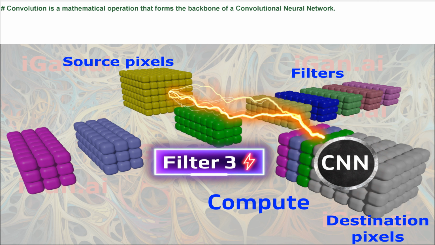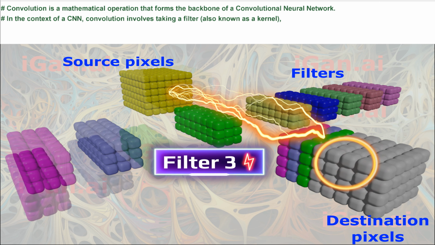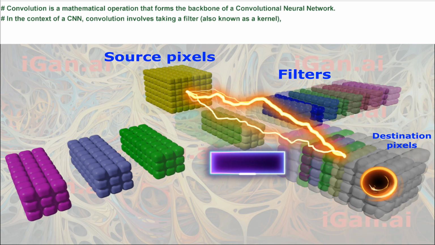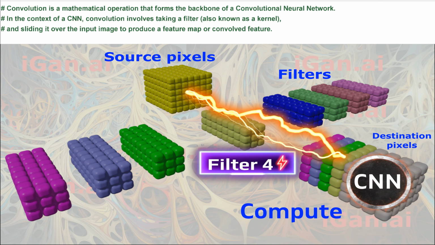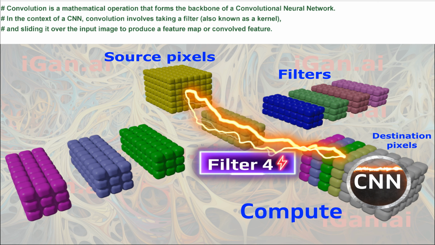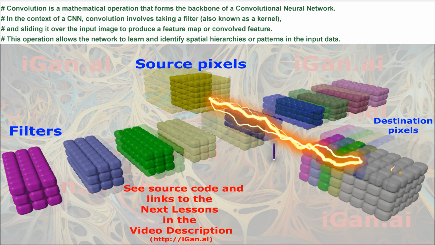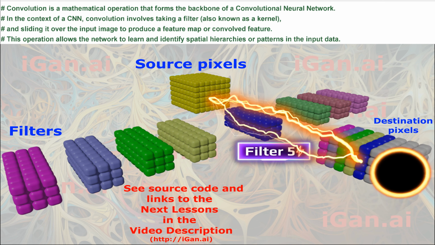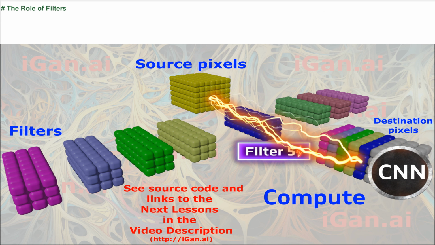Convolution is a mathematical operation that forms the backbone of a convolutional neural network. In the context of a CNN, convolution involves taking a filter, also known as a kernel, and sliding it over the input image to produce a feature map or convolved feature. This operation allows the network to learn and identify spatial hierarchies or patterns in the input data.